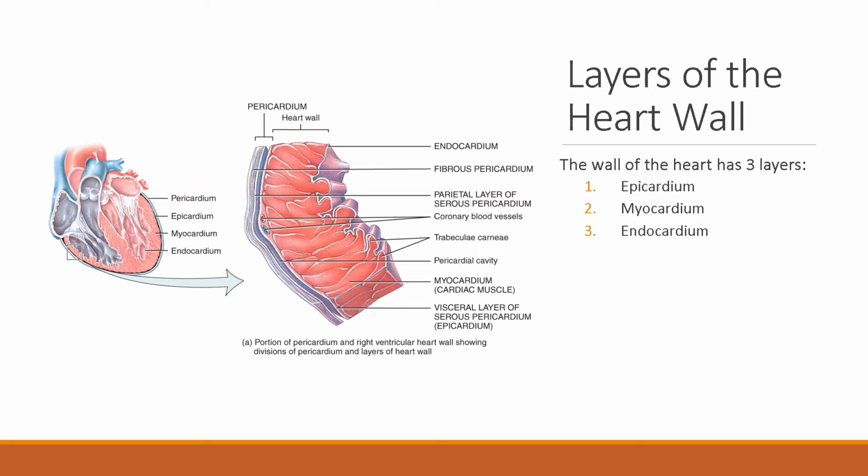Now, the wall of the heart consists of 3 layers. There's the epicardium, which is the external layer, the myocardium, the middle layer, and the endocardium, which is the innermost layer. So the epicardium is composed of 2 layers. The outermost layer of the epicardium is called the visceral layer of the serous pericardium. So there's kind of some overlap in the pericardium and the layers of the heart. So the outermost layer of the epicardium is also the visceral layer of the serous pericardium. Now, the epicardium contains blood vessels, lymphatics, and vessels that supply the myocardium. So we see those here.